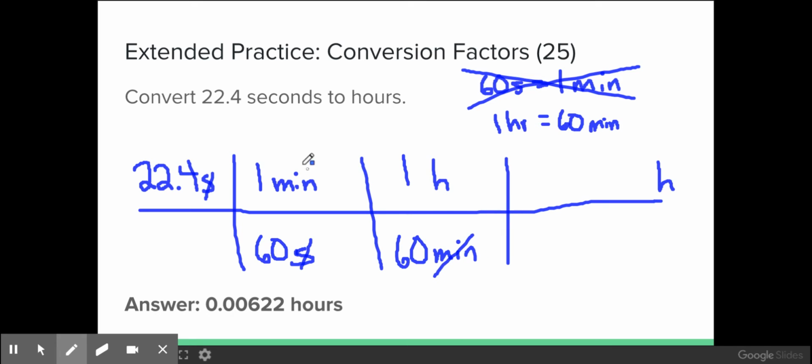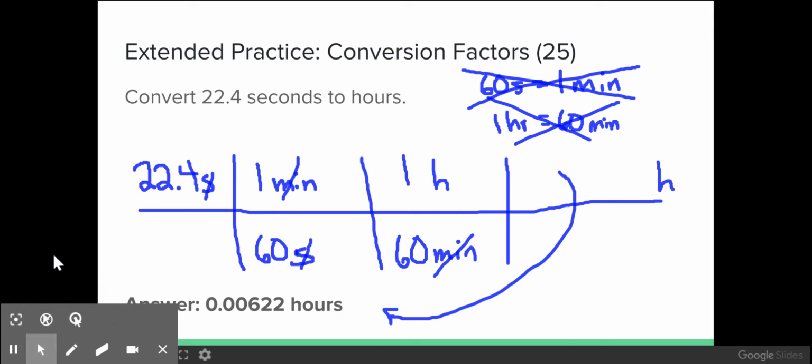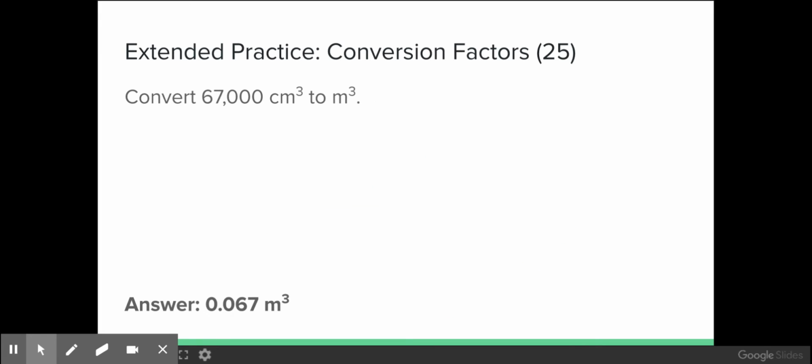If I do that math, I find that my final answer is 0.00622 hours. So that's a situation in which your conversion factors could be things that are not in the SI system. You can use conversion factors for anything that you can design an equivalence statement for. You can also work with cubed units. This comes up sometimes if you're going from cubic centimeters to cubic meters.